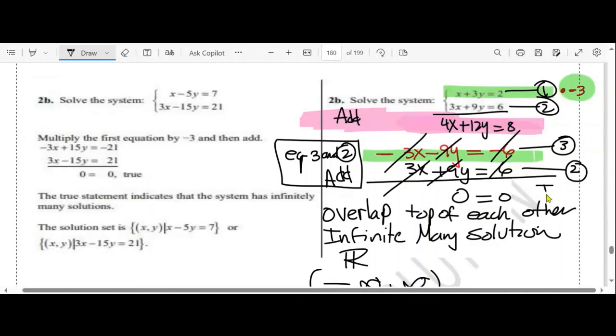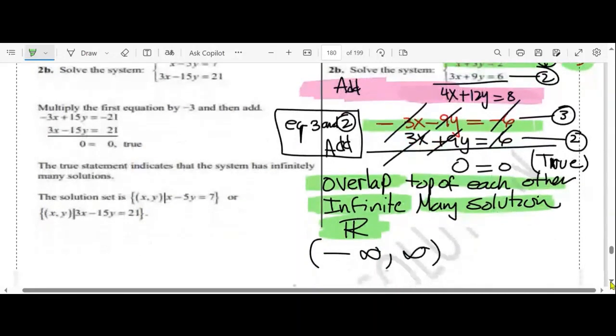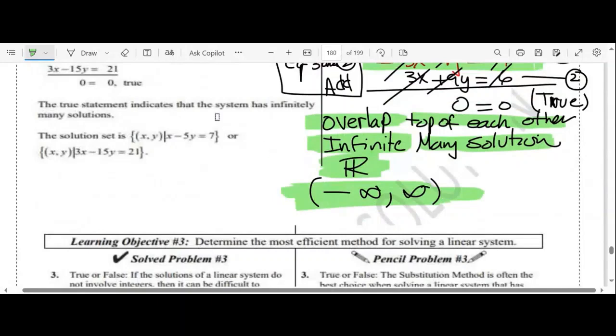Is this true or false? True. If it's true, then your lines are what? Overlap. Good. They are on top of each other. So how many solutions? Infinitely many solutions. How do you write it in math? R. Or you write it like this. There is another way to write it. Curly brackets. You say all values for x and y such that they meet the equation. Which equation? You can take the second one.